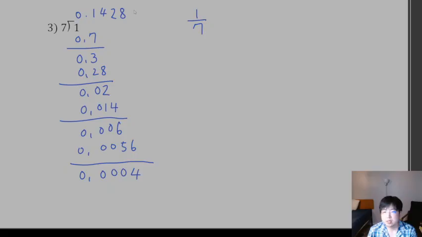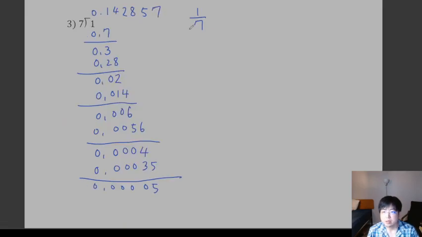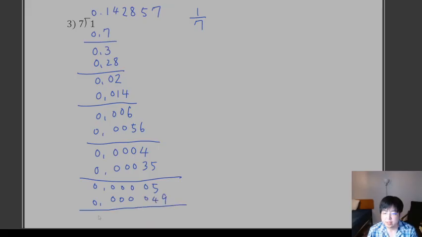Then now the next number is going to be 5, which is 0.00035, and subtract again. Then it's going to be 0.00005. The next number will be 7. Let's make it bigger here. Then it's going to be 0.00049. And now next is 0.00001. And at this point, we saw the number which is the same as the original dividend.